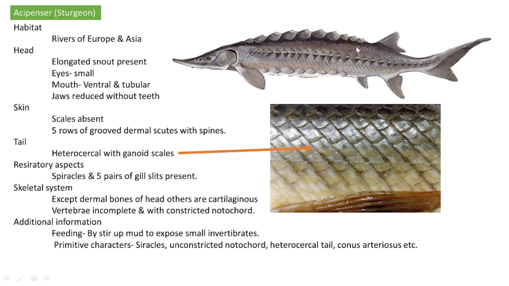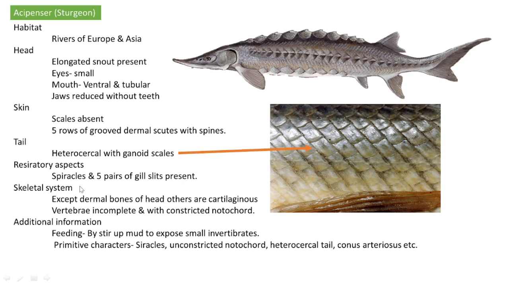In this image, those rows are not that much visible anyway. Here 1, 2, 3, maybe the other 2 rows are present on the other side. 5 rows of grooved dermal scutes with spines we can see. Tail is heterocercal with the ganoid scales. Ganoid scales means this is the shape of ganoid scales.